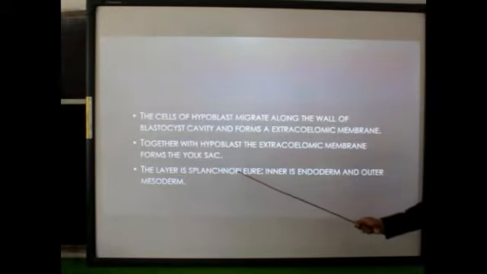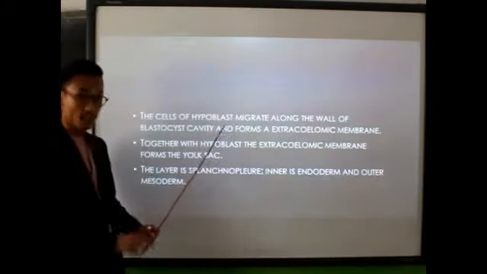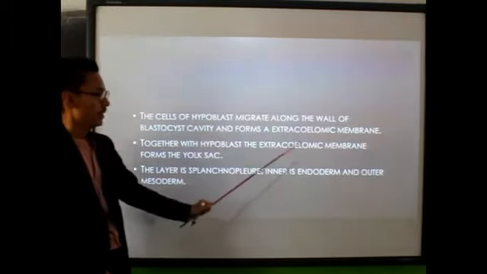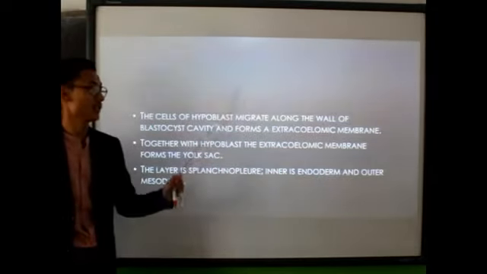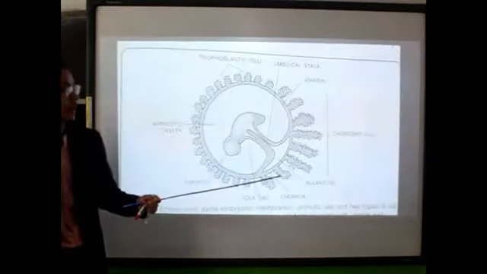And the yolk sac's particular layer is splanchnopleure. Meaning that in the inner part you will find the endoderm, and in the outer part you will find the mesoderm. One more time, the yolk sac layer is splanchnopleure. In the inner part you will find the endoderm, and in the outer part you will find the mesoderm. Now you can get confused about which part we are talking about. Alright, the inner part and the outer part.